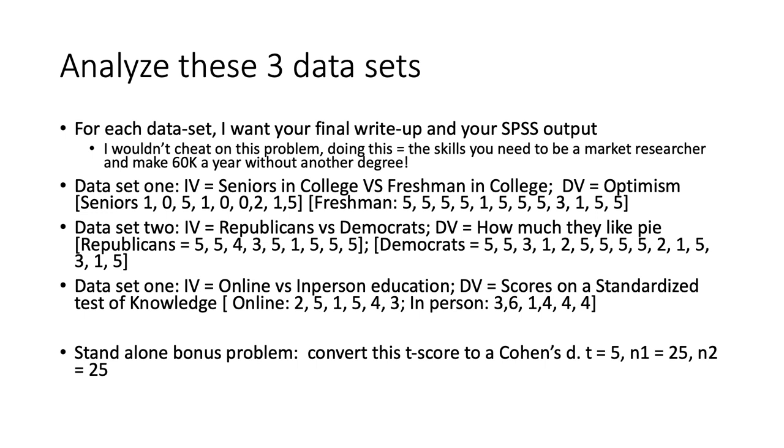Data set number 2 is independent variable Republicans versus Democrats, how much they like pie. With this one, I don't really have a hypothesis, and that's fine. I don't really care which one you choose to be the first group or the second group. So, some people are going to have a negative mean difference. Some people are going to have a positive mean difference.